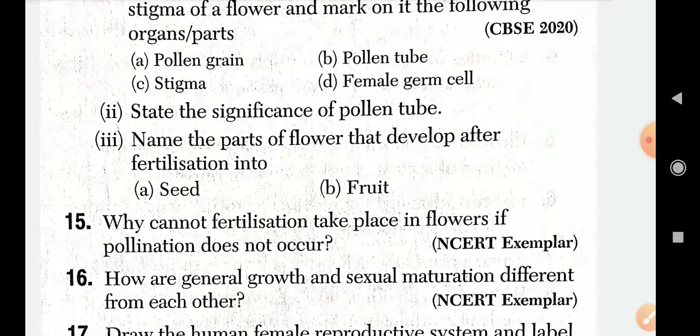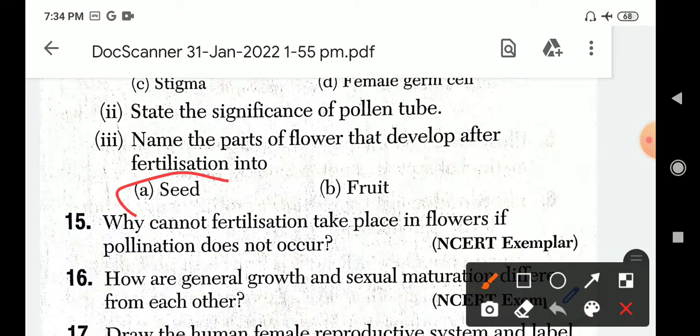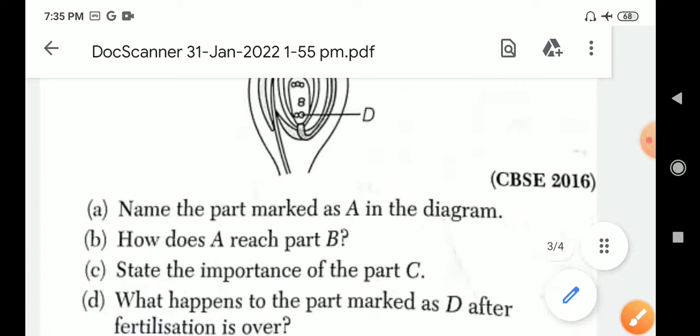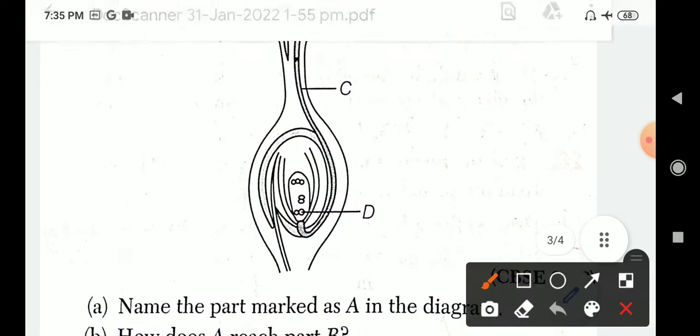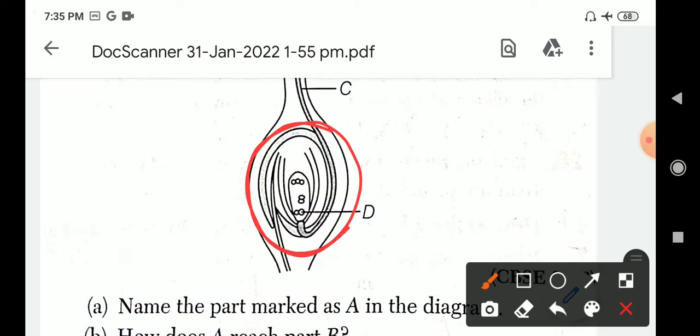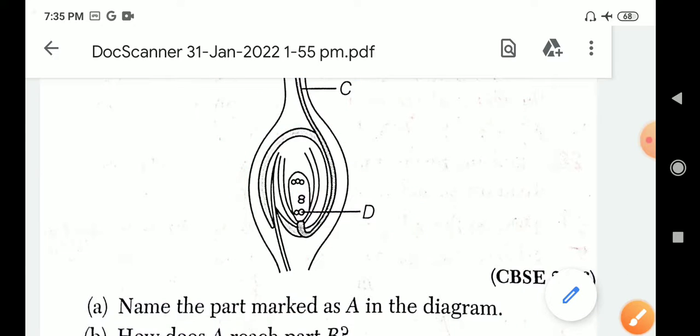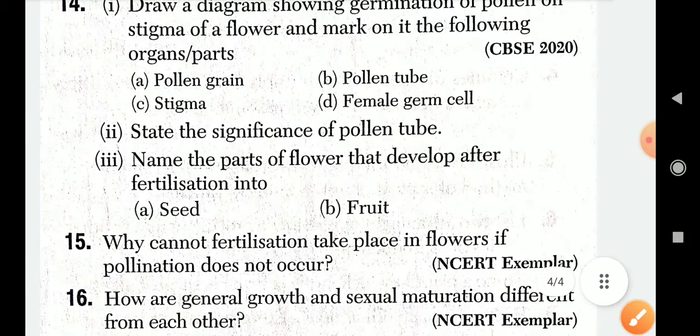Name the part of the flower that develops into the seed after fertilization. So which part will grow into the seed? The fertilized egg will grow into the seed or embryo. And fruit is formed from the matured ovary. This ovary, this wall, converts into the fruit, whatever shape it has, and inside it the seed is formed. There may be one seed or many seeds also, right?